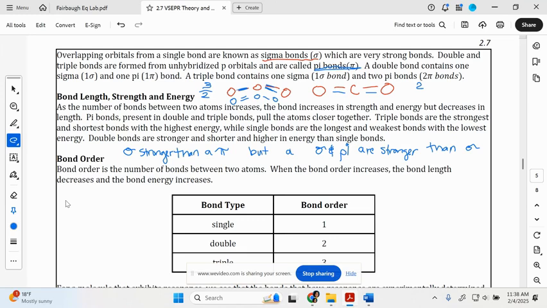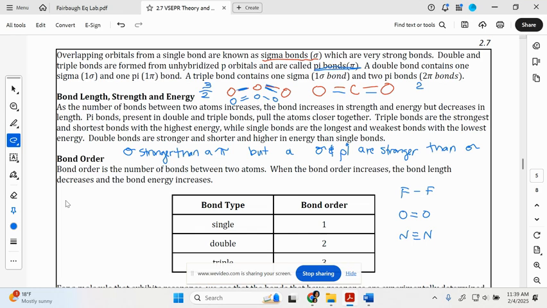The more bonds you have, the shorter the bond. So the double bonds are going to be shorter than a single bond. So if you had, for example, fluorine, oxygen, and nitrogen, which would be the shortest bonds here? Nitrogen. Which would be the strongest bonds?